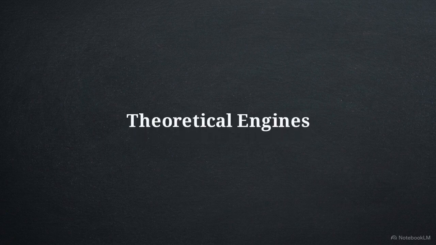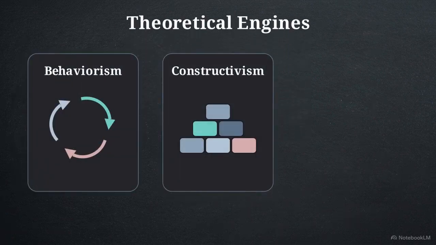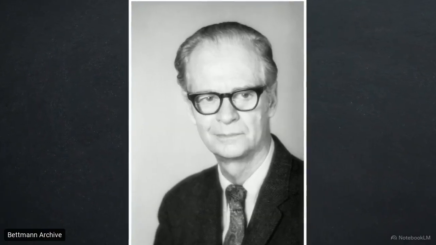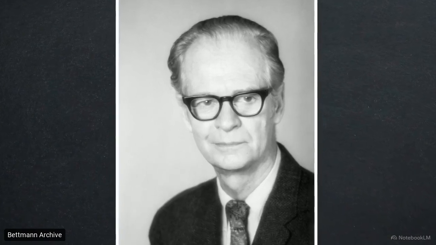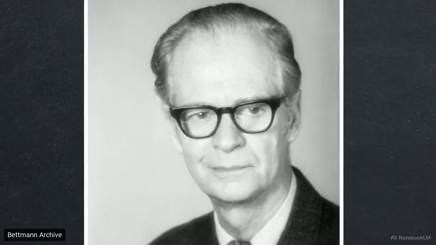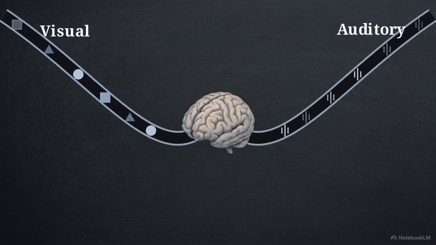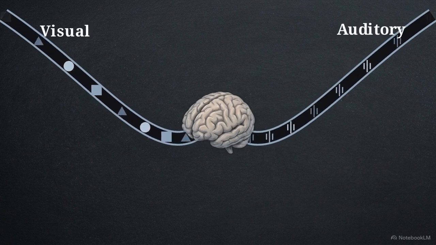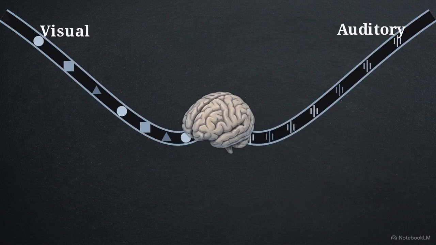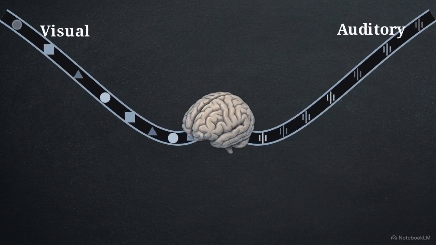Building those environments requires the theoretical engines from Lecture 2, behaviorism, constructivism, and cognitivism. Behaviorism, defined by B.F. Skinner, provides the basis for immediate feedback and reinforcement loops, ensuring learners receive instant validation for their responses. In multimedia design, Richard Mayer's cognitive theory provides the primary constraint. Mayer posits that the brain processes information through 2 separate limited channels, one for visual intake and one for auditory intake. Exceeding the capacity of these channels leads to cognitive overload, a state where the brain can no longer effectively process or store incoming information.